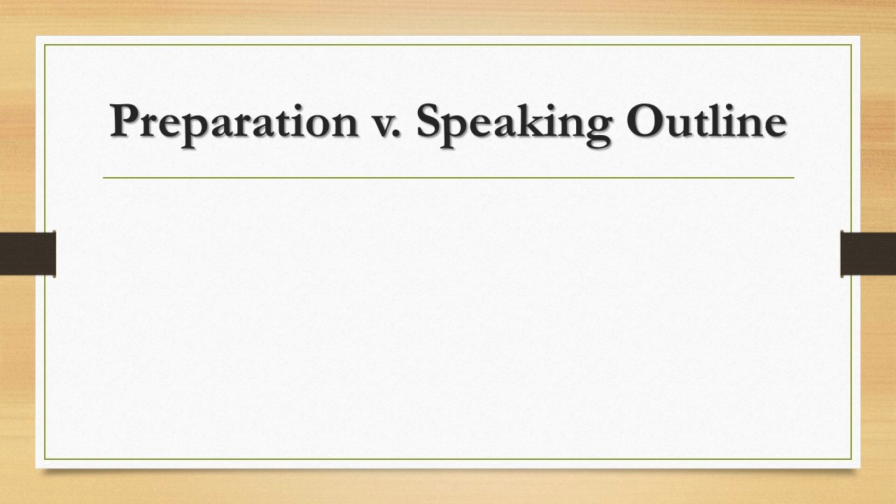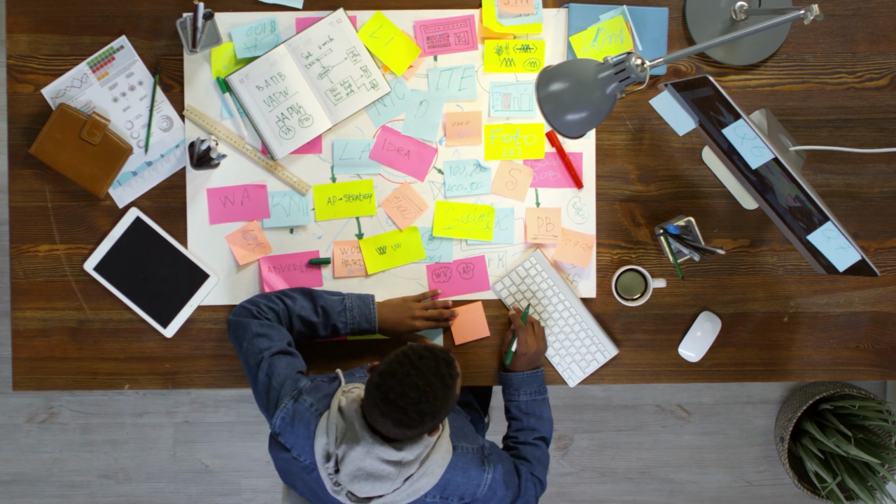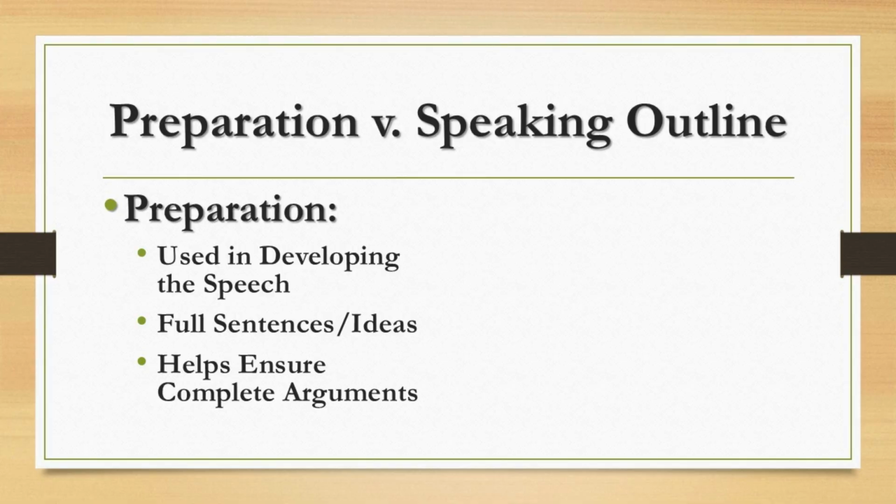There are actually 2 main types of outlines, the preparation outline and the speaking outline. We'll start with the preparation outline, as this is what you do before your speech. It is what allows you to get ready for the speech, to ensure you have the information that you need, and so we'll start there. Your preparation outline should contain full sentences and full thoughts. You're really trying to get everything down on paper or on your computer that you want to say in that speech. We also want to make sure that we're writing out oral citations.